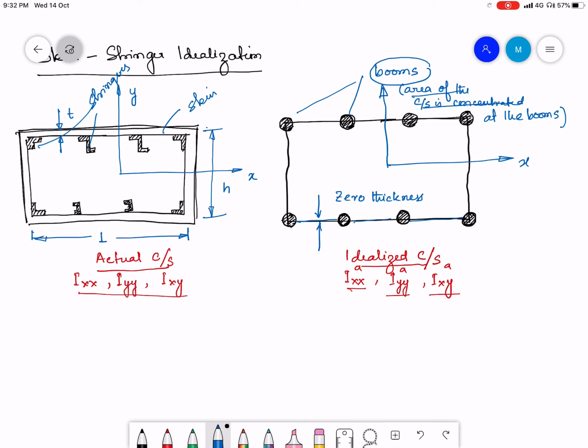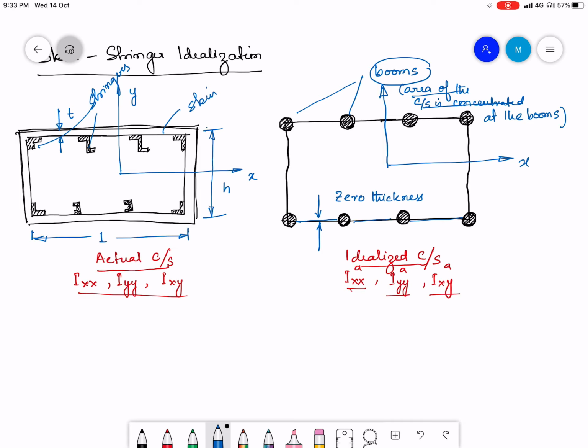And as a recap, I would also like to say that in the idealized cross section, only the booms are going to take the normal stress or direct stress arising due to the bending moment, and the skin is only going to take the shear stress due to the shear force and the torsion. Now the next question is how do I find out the areas of the booms?